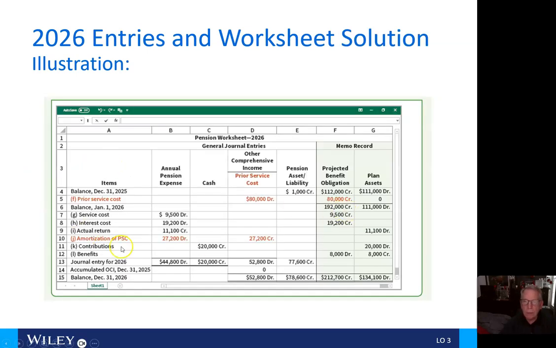And here it is. Here's our service cost, the interest cost, the annual return, the amortization of the prior service cost, contributions, and prior service cost here. And finally, our pension asset/liability, $78,600, and our projected benefit obligation and plan assets.